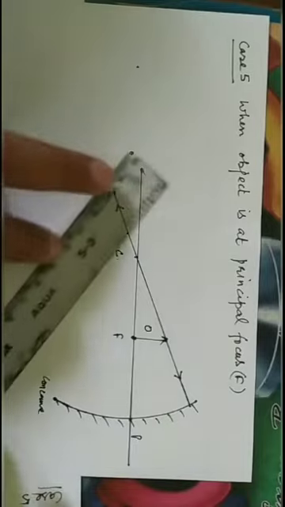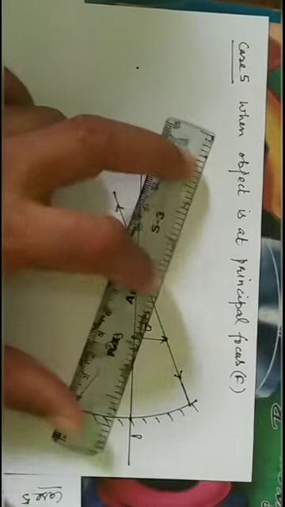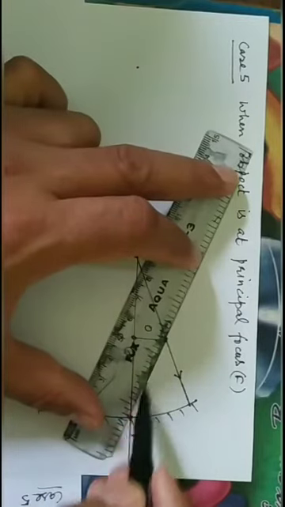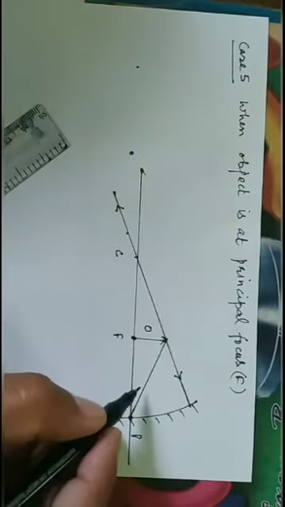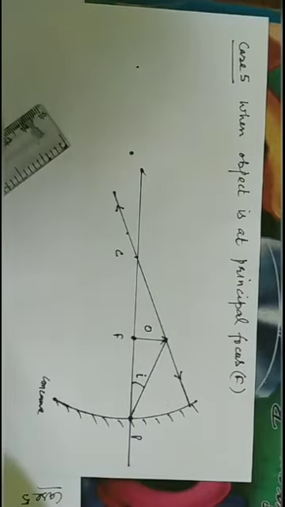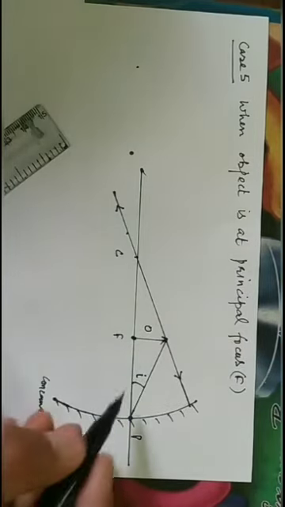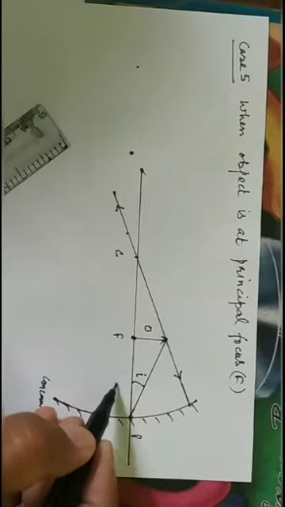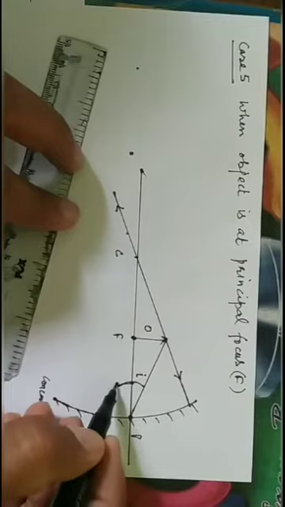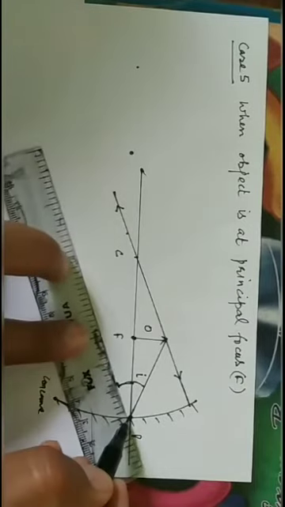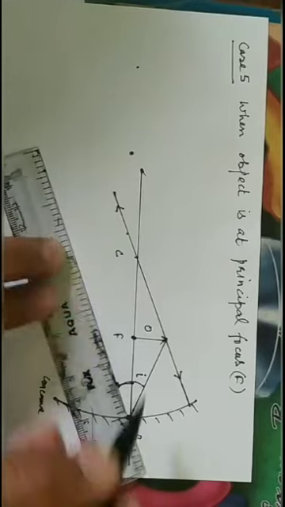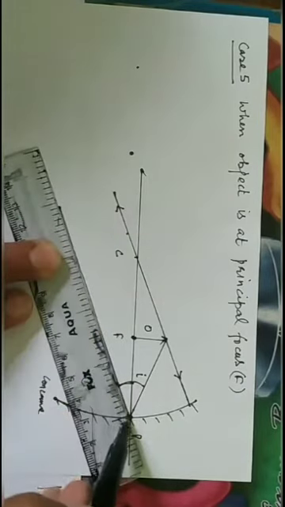Second ray, I cannot pass through the principal focus, so I make it fall at P, making some angle i, that is the angle of incidence. According to the law of reflection, the angle of incidence is equal to the angle of reflection. It will make the same angle of reflection. So I make it here, and I draw this as the reflected ray.